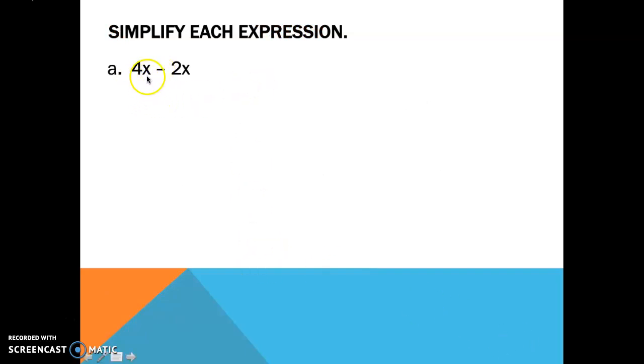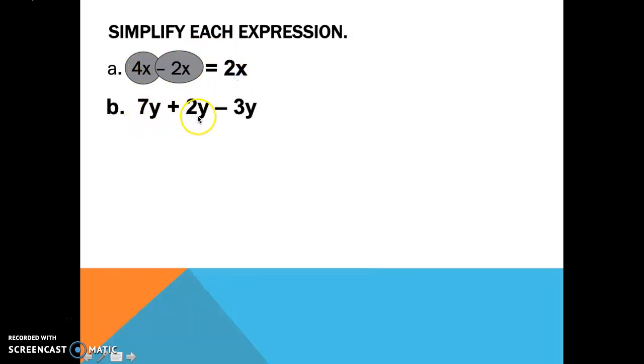I have a 4x and I have a negative 2x. They are like terms. They have the same variable piece. A 4 and a negative 2 gives us 2 x's. I had 4 x's, I took 2 away, and now I have 2 remaining. The next one, I have 7 y's, I have 2 y's, and then I'm taking away 3 y's. They all have the exact same variable piece, so you just work with the coefficients. 7, I added 2, so that's 9, and I took 3 away.